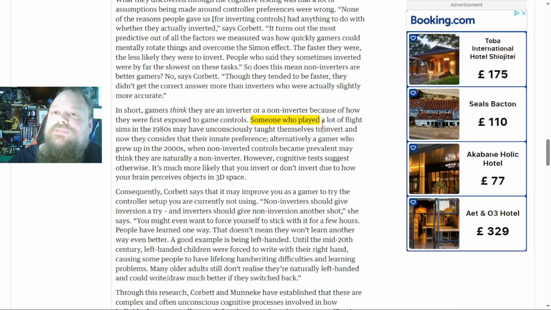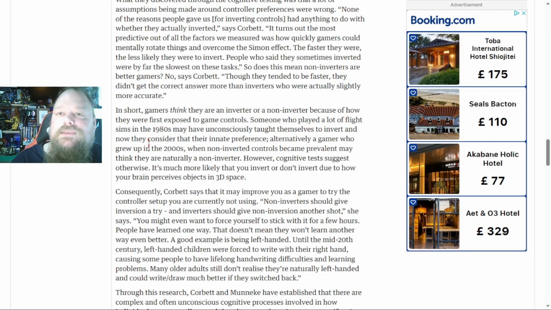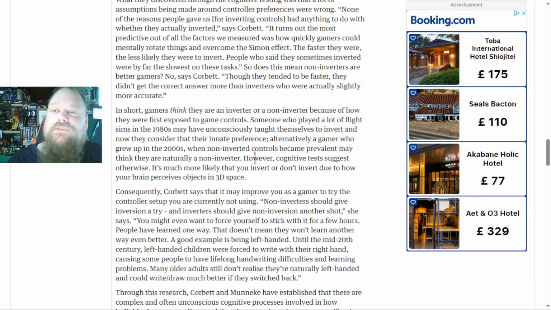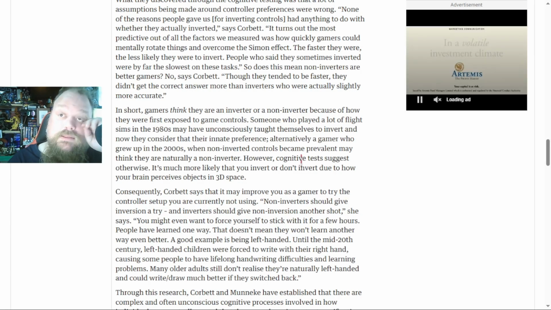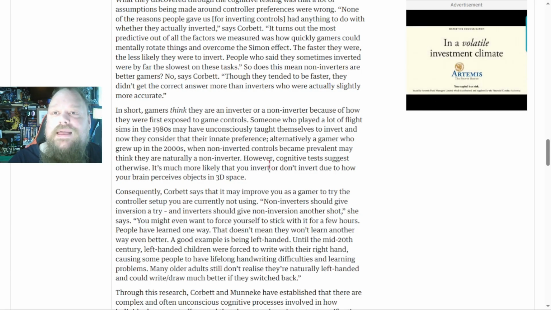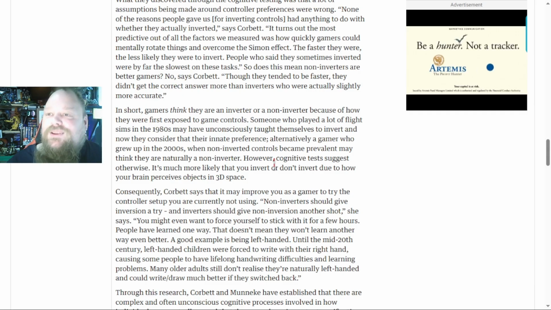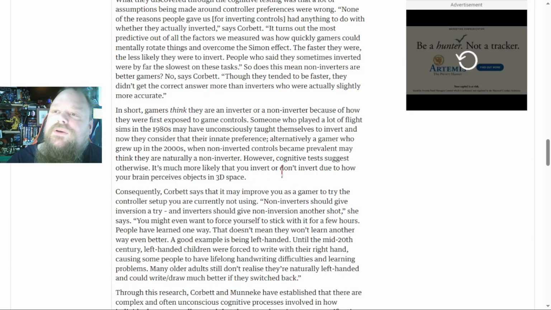Someone who played a lot of flight sims in the 1980s may have unconsciously taught themselves to invert, and now they consider that their innate preference. But alternatively, a gamer who grew up in the 2000s, when non-inverted controls became prevalent, may think that they are naturally a preferential non-inverter. However, cognitive tests suggest otherwise. It's much more likely that you invert or don't invert due to how your brain perceives objects in 3D space.